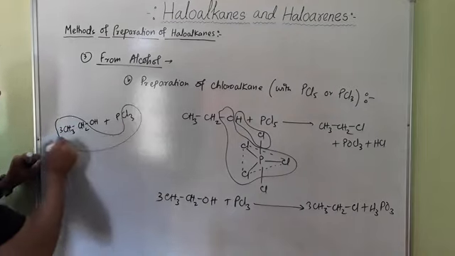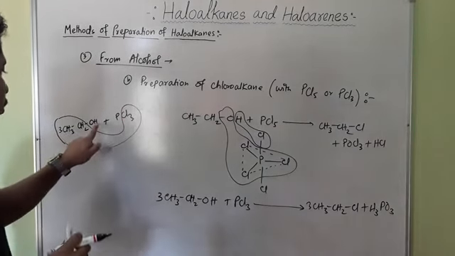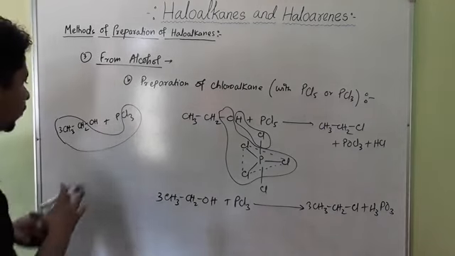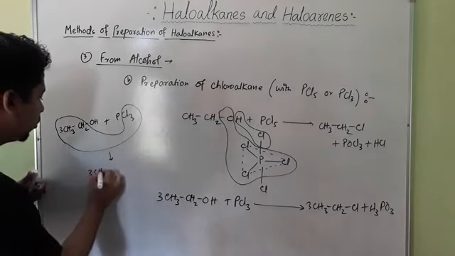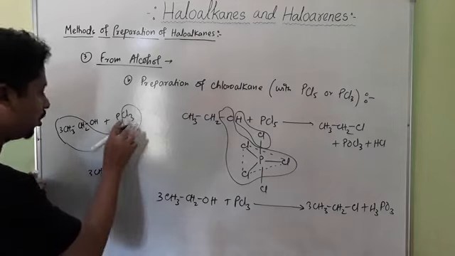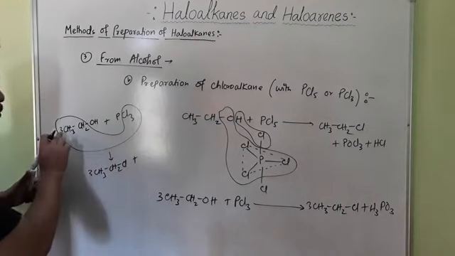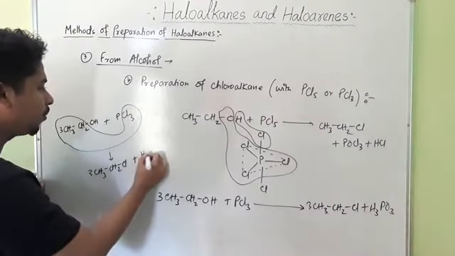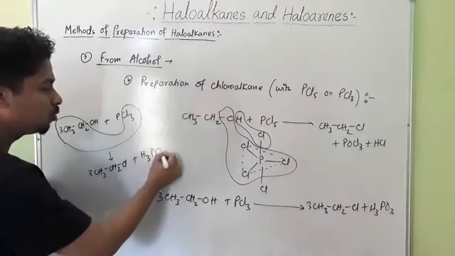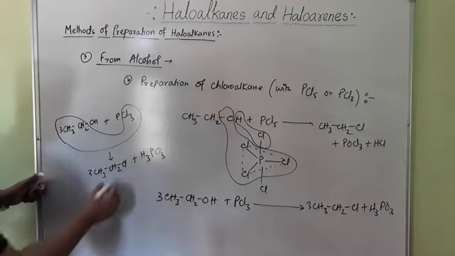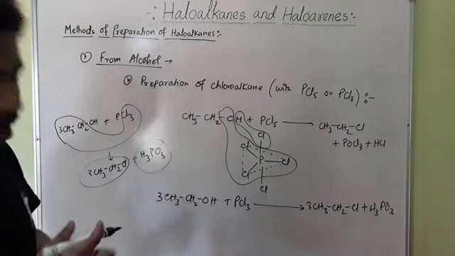Here you see these three molecules of CH3CH2 and 3Cl will be removed. So what are we left with? We are left with 3H, meaning H3, 1P, and three atoms of O, so H3PO3. So this is chloroethane plus phosphorus acid.